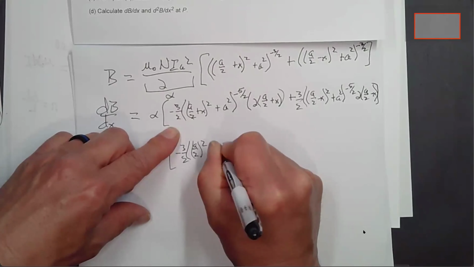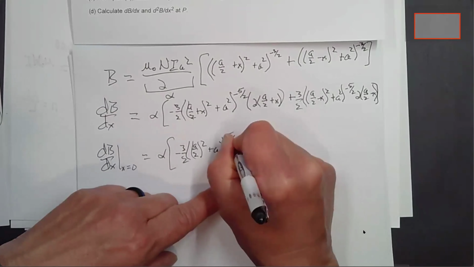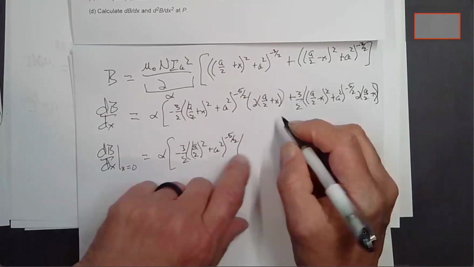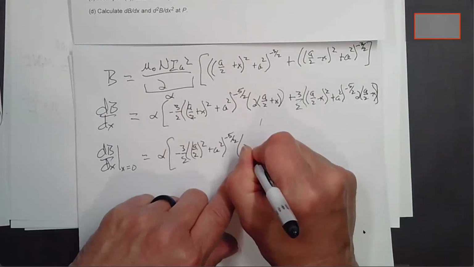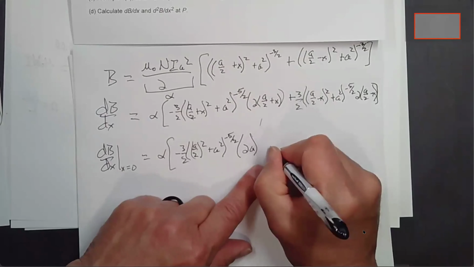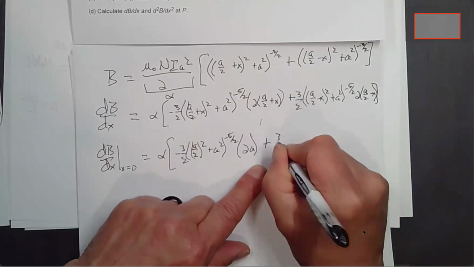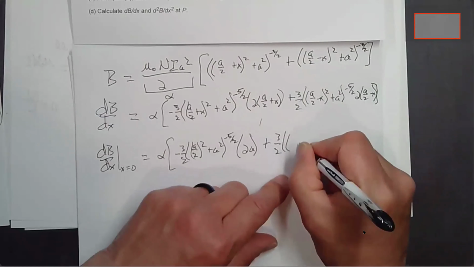Plus a squared. So nothing but a's on that, and that's to the minus 5 halves. And then I'll have x is 0, so I'll have 2 times a over 2, so I'll have 2a here. And that's that. And then I'll have plus 3 halves times a over 2 quantity squared.